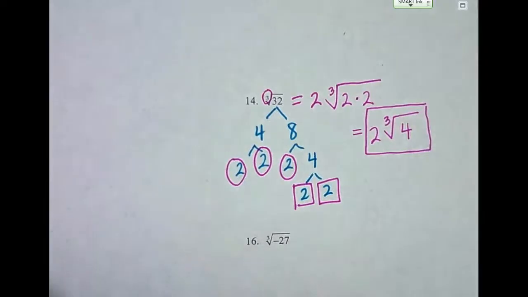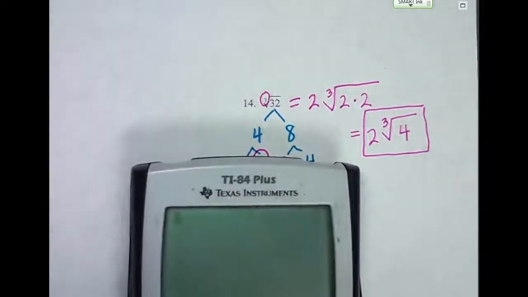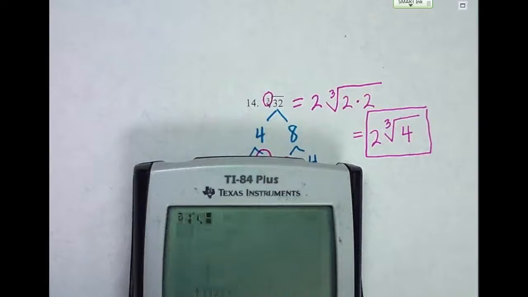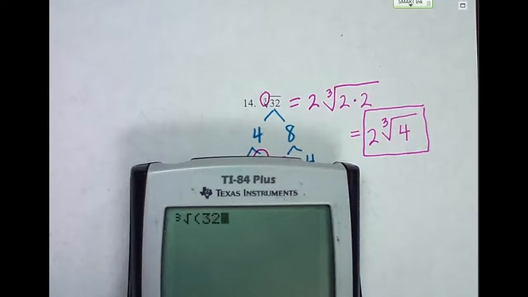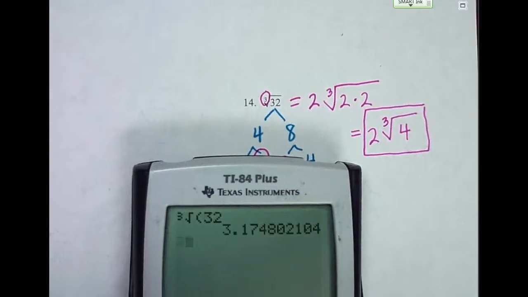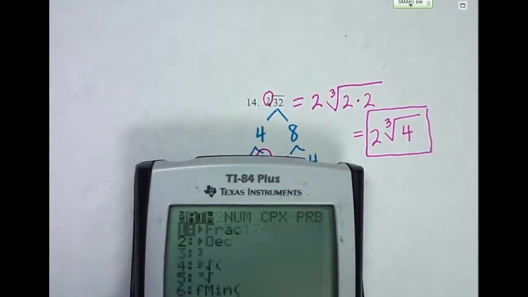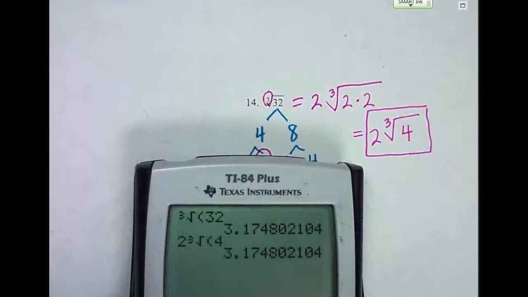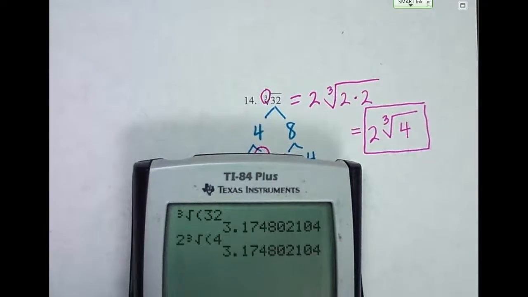And let's check that in our calculator. So I'm going to do math, number 4 to get the cube root of 32, and then I'm going to do 2 cube root of 4. And I got the same answer, so that means our answer is correct.